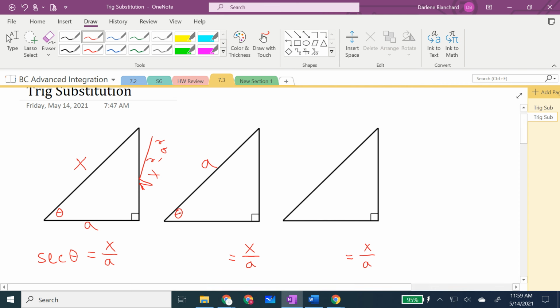So if I call this angle theta, then I'm going to let x be the opposite, and I'm going to use sine. And if I Pythagorean theorem my 3rd side, what is this 3rd side? Square root of hypotenuse squared minus leg squared.